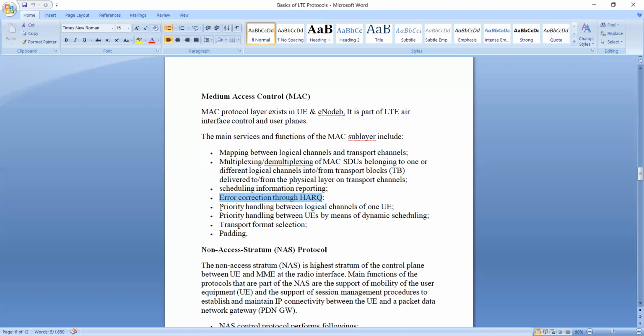And one more point, priority handling between logical channels of one UE. There are different logical channels, and how they are prioritized is handled by the MAC layer. We will see that. So it does the priority handling between logical channels. And one more thing, padding.